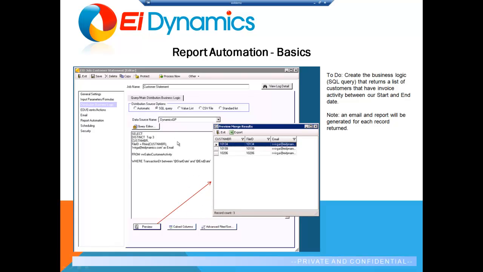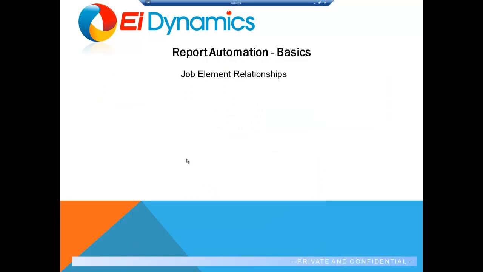So anyway, that is how we set up our business logic, and if it's set up correctly, of course, it's either going to return some records or no records. And in the course of processing the job, if we return back no records, then the job would of course stop and there'd be nothing else to do. But in this case, if we return records back, then we will have something to process in terms of generating reports and emails for each of these records. So the next slide that I want to talk about is job element relationships.